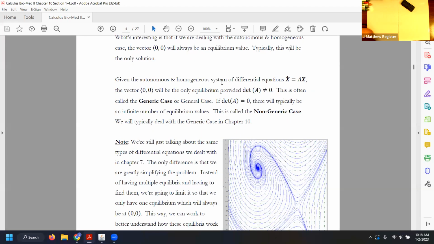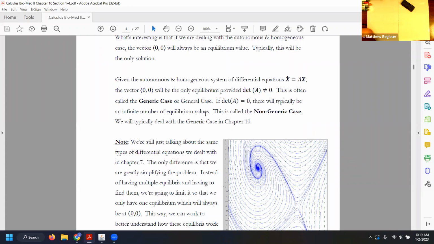Given the autonomous and homogeneous system of differential equations, x dot equals Ax, the vector 0, 0 will be the only equilibrium provided the determinant is not equal to 0. This is often called the generic case or the general case. If the determinant of A is equal to 0, then there will be an infinite number of equilibrium values. This is called the non-generic case. We are not going to be dealing with the non-generic case. We're going to be focusing on the generic case for this course.